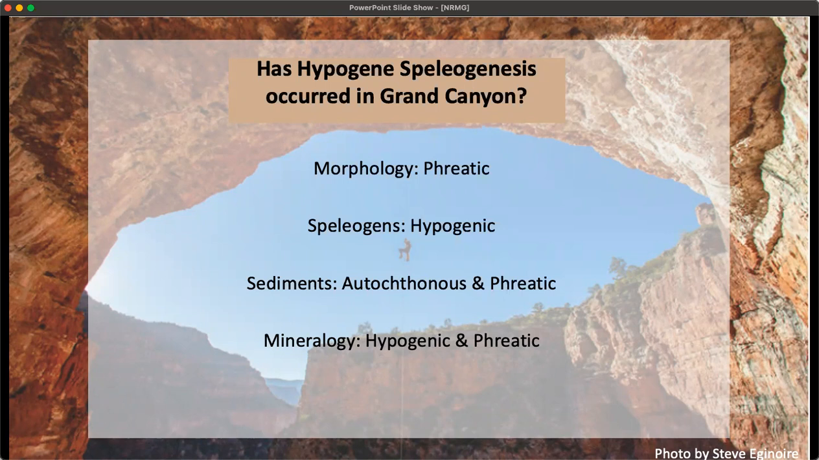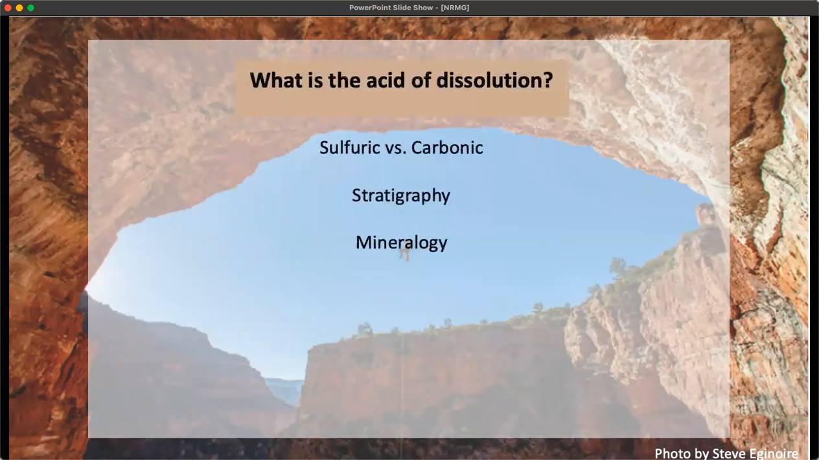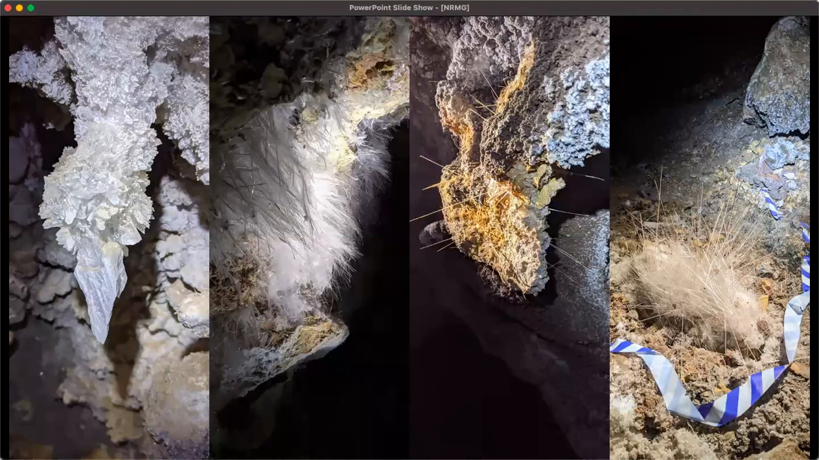Which leads me to my next question, which is going to be, what is the acid of dissolution here? Now, more work is needed to understand these hypogene fluids, but as of right now, hypogene caves can be formed from sulfuric or carbonic acids, but we also use a combination of stratigraphy and mineralogy to answer this question. Now, gypsum is the most common byproduct of sulfuric acid speleogenesis, and boy, do we have a lot of gypsum in the Bopper Cave system.